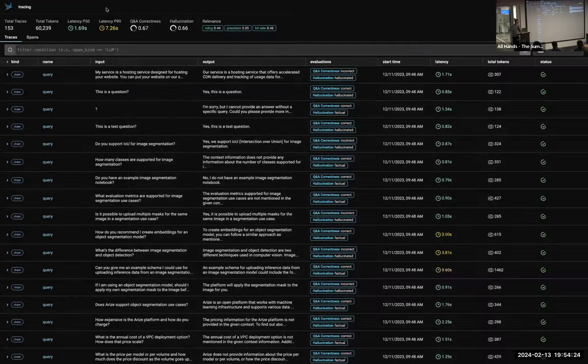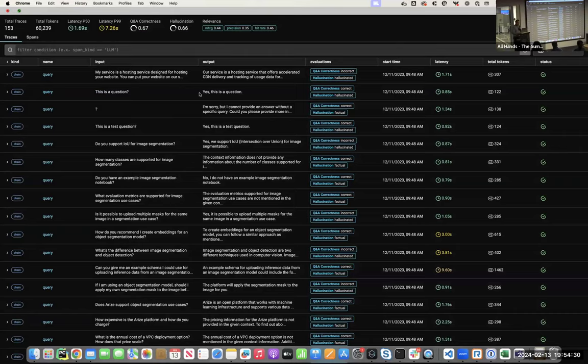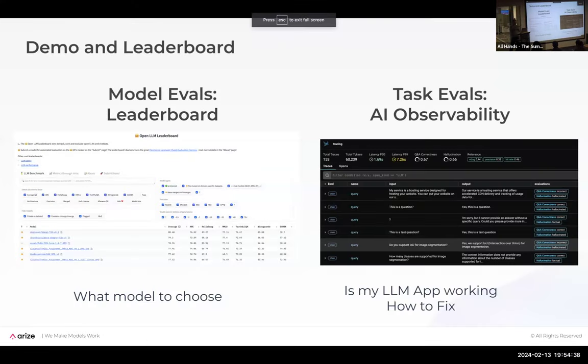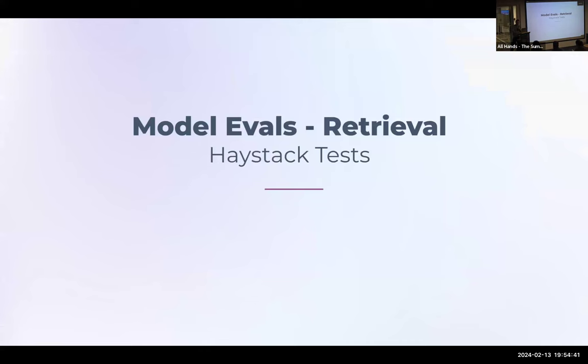So, what's a task eval? What's a model eval? Let me go back, because we're going to talk about model evals. What we've been talking about with Haystack is a model eval. It's looking at GPT-4 versus Anthropic, and Anthropic versus Mixtral, which I'll show you in a sec. You're trying to decide what model to use in your business, what's the best model out there, what's the best model on the leaderboard? They're great for understanding what's going on under the hood.